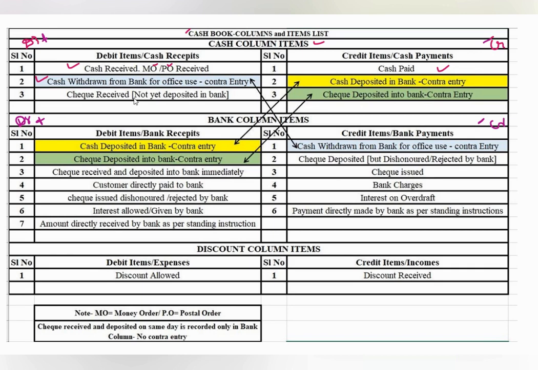Next, the check received. See here what happens. When we were preparing a single column cash book, we saw this kind of transaction. What is this check received? There will be two types of check received. Here I will show you.